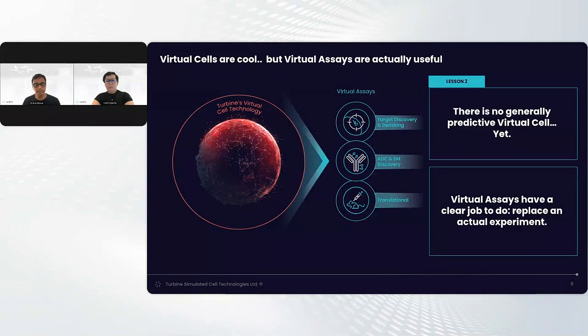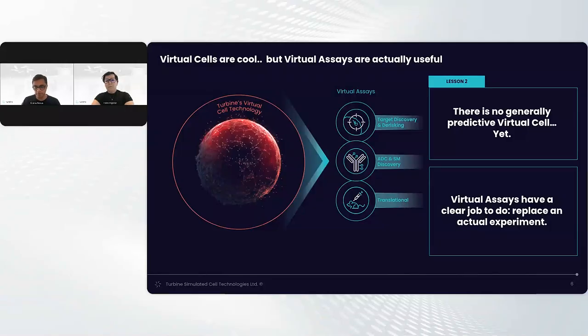They're very interesting as a piece of technology, but they are not a product. What is actually useful from a biological standpoint are the virtual assays themselves. And within the context of Turbine, we use our virtual assays to address three primary questions. The first one is the target discovery and de-risking, which is what this webinar is about. We have an antibody drug conjugate and a small molecule discovery platform as well. And the third one is translational. How do any of the preclinical observations translate into higher models, higher disease models?